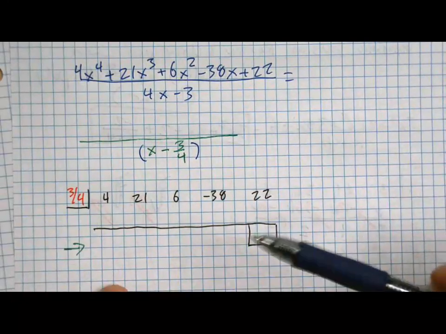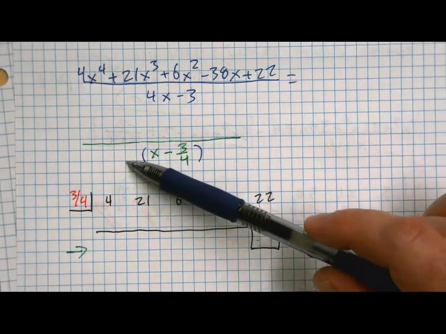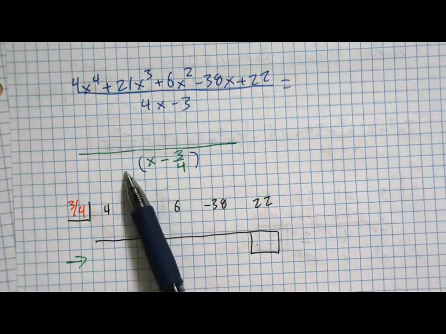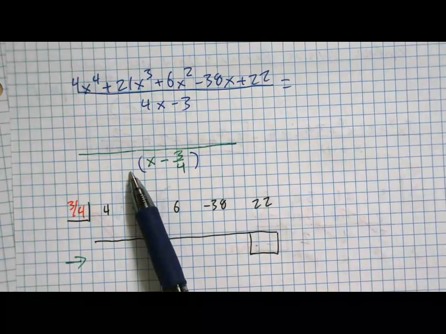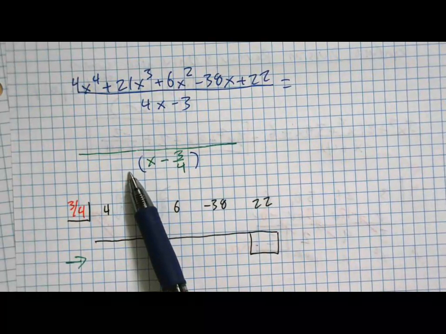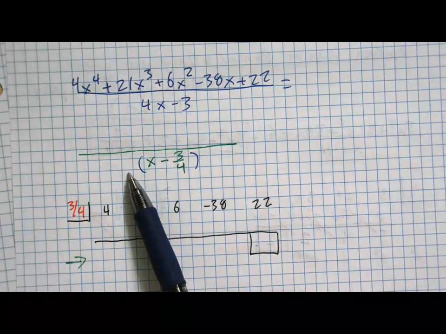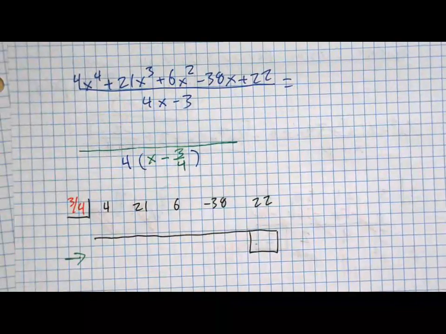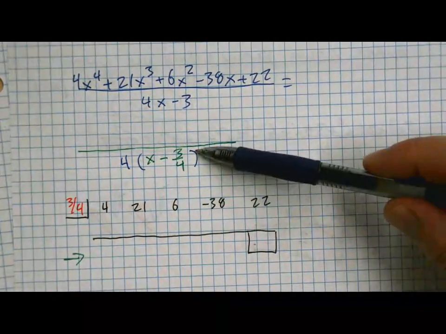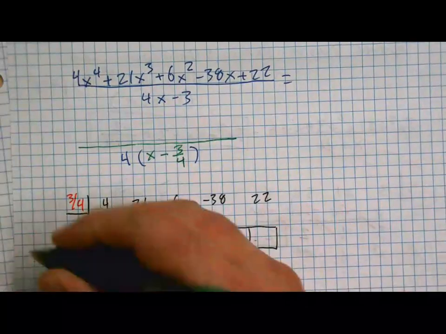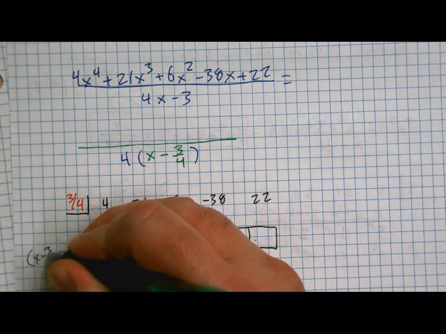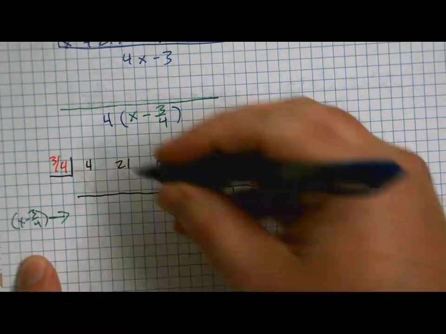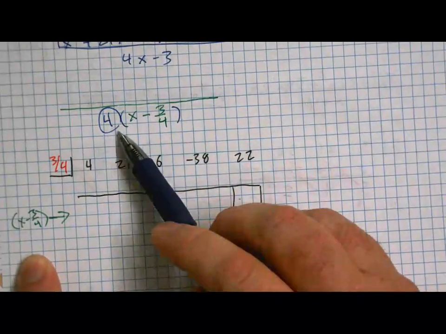What could I do to this denominator so that it was equal to 4x minus 3? One small change. I could put a number out in front of this thing and multiply it, and it would be 4x minus 3. What's that number that I need to put out there? 4. So here's how I need you to think of it. The synthetic division is going to take care of dividing by x minus 3/4. When we finish that, we also need to go back and manually divide by this 4 here.